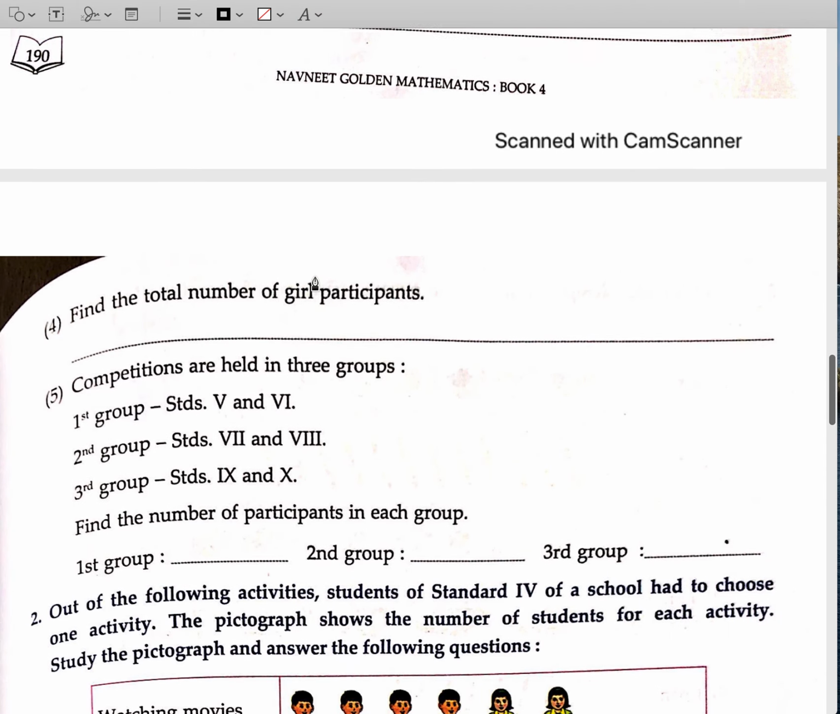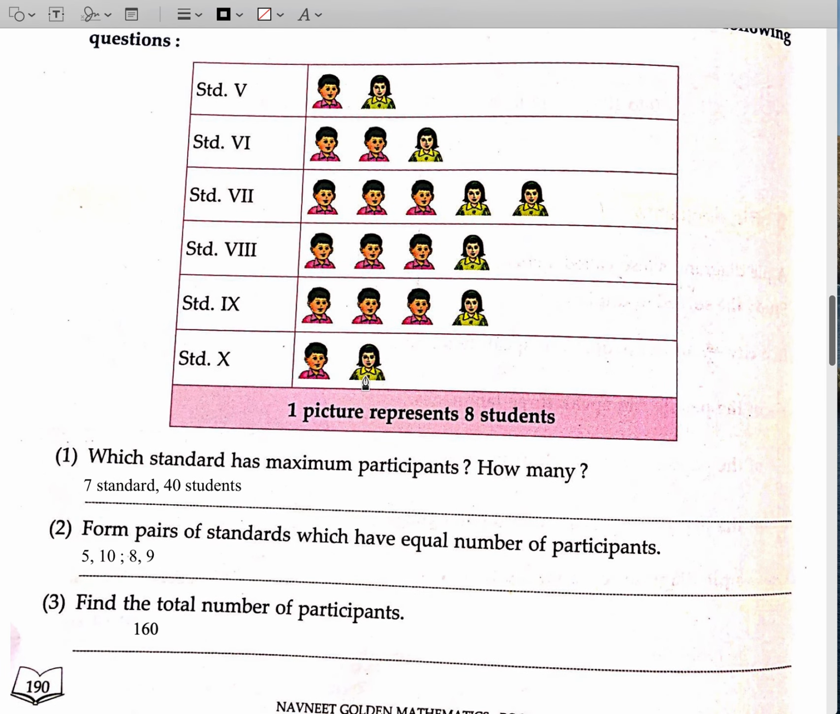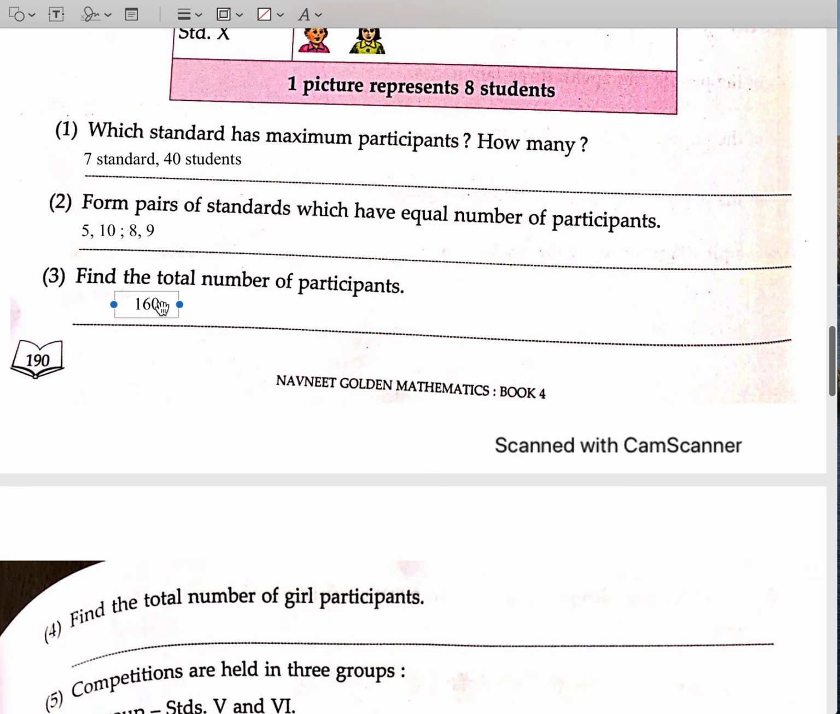Find the number of girl participants. So 1, 2, 3, 4, 5, 6, 7. 7 into 8 is equal to 56. So that means it's 56.